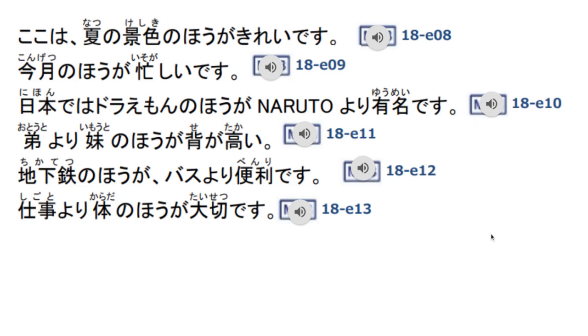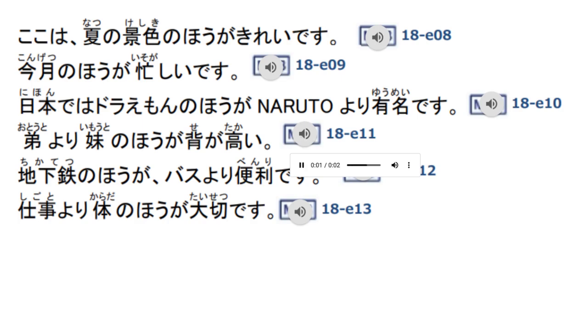日本ではドラえもんの方がナルトより有名です。Doraemon is a character and Naruto is also an anime character. They're both famous, but in Japan, Doraemon, because he's been around longer than Naruto, I guess is more famous, I could say. For me, Naruto is probably more famous among the gaijin anime fans. Okay, next one.